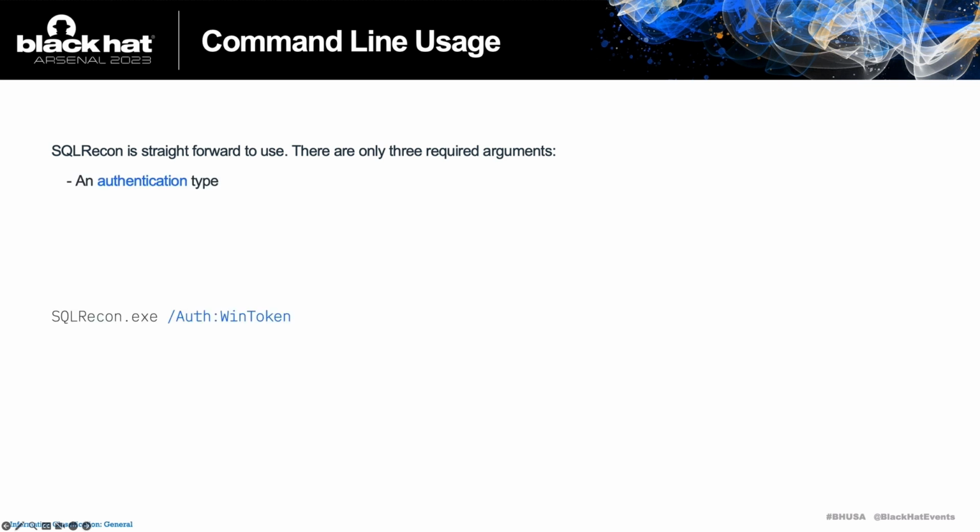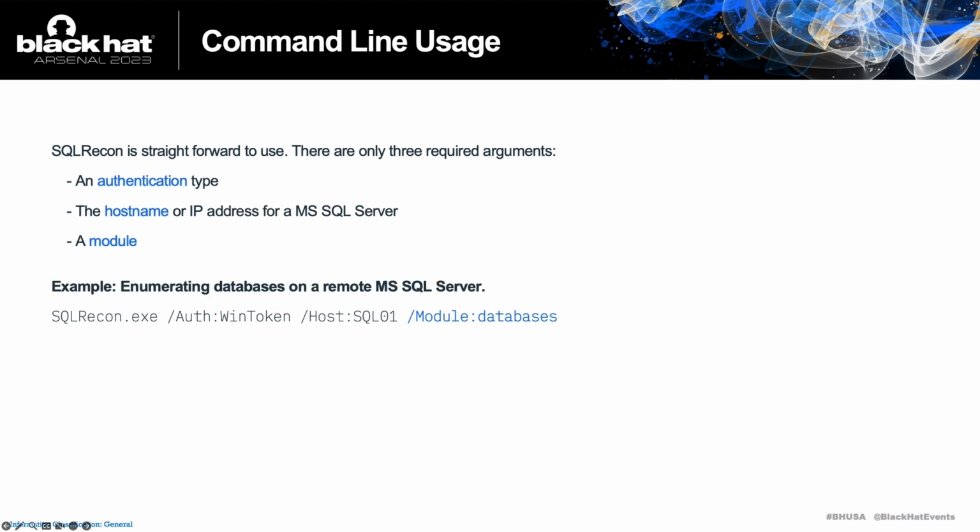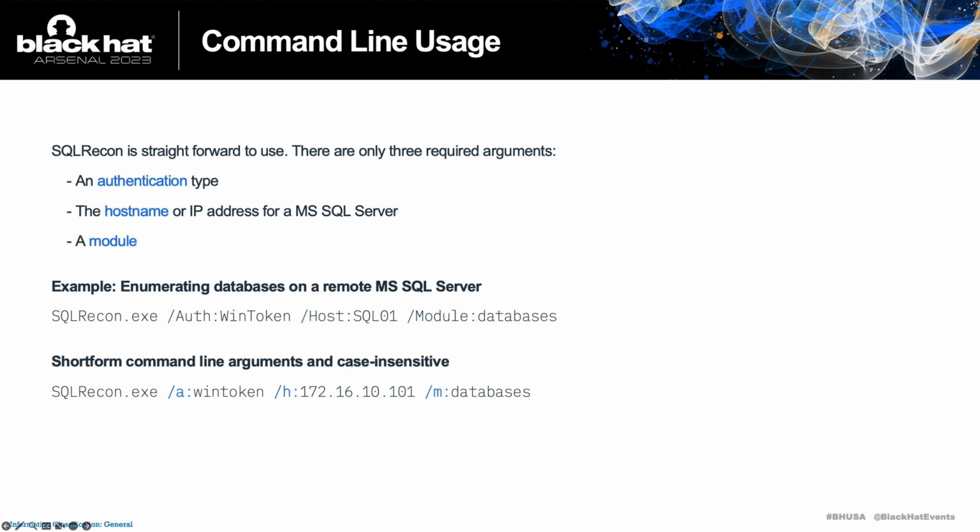Now, SQLRecon is really straightforward to use. First, you just need to set an authentication type, then a host that you're targeting, and then finally one of the 83 modules. There are some optional arguments that allow you to specify what database you want to connect to, as well as what port you want to connect to on the remote server. By default, these are set to master and 1433 respectively. The example on screen here just shows you how you would enumerate databases on a SQL server. And of course, shorthand arguments are also supported throughout if you don't want to type auth, host, and module.